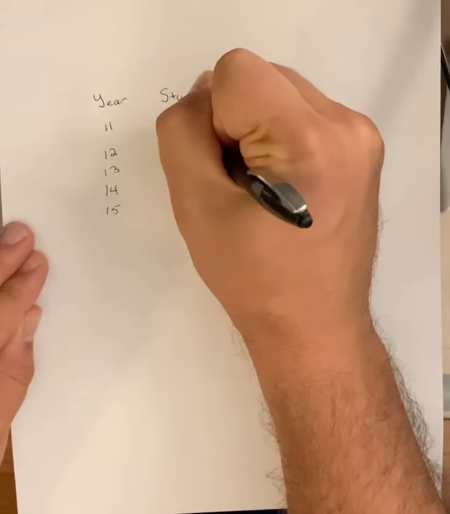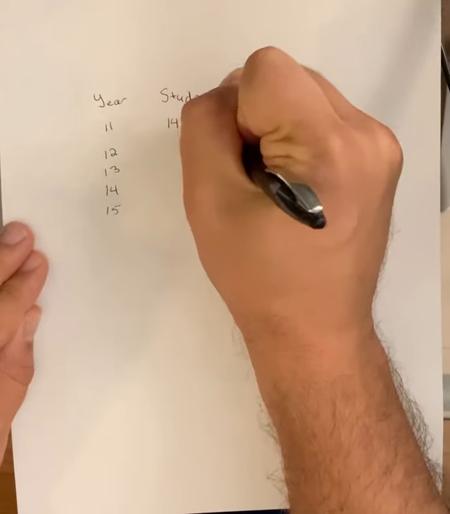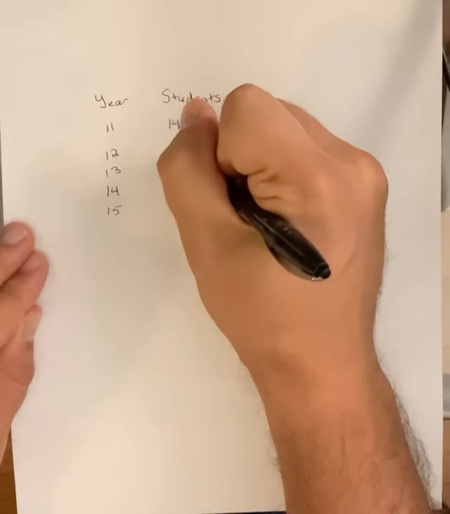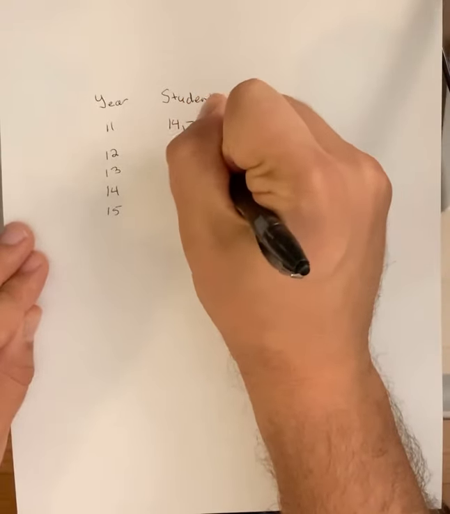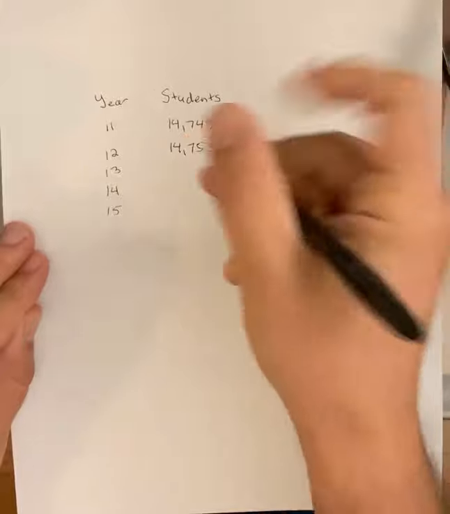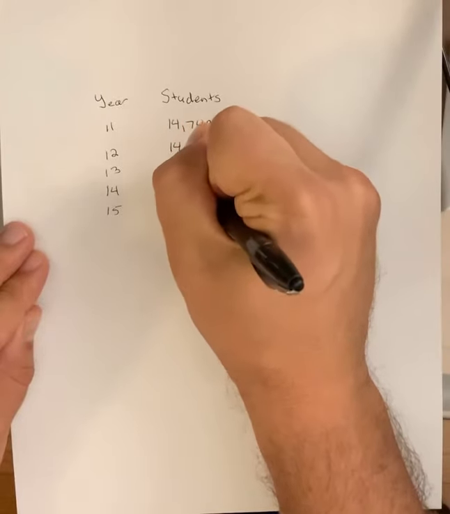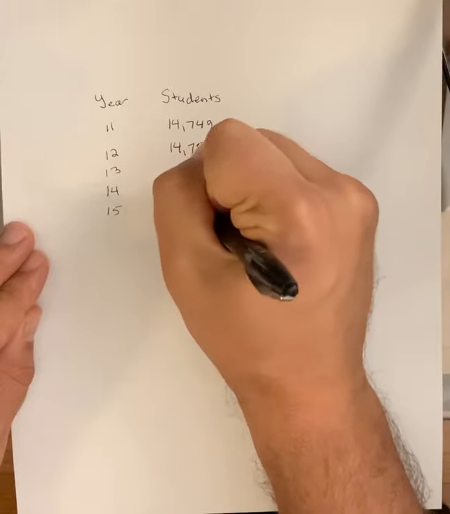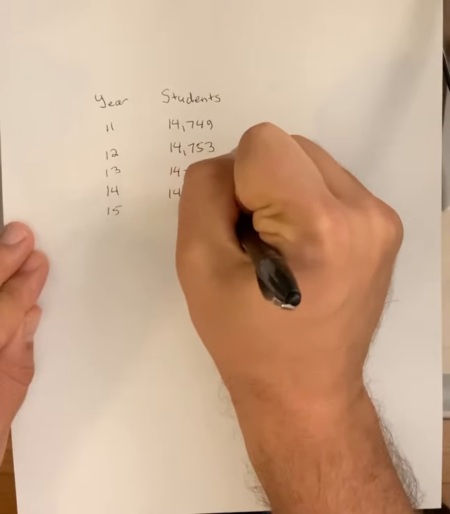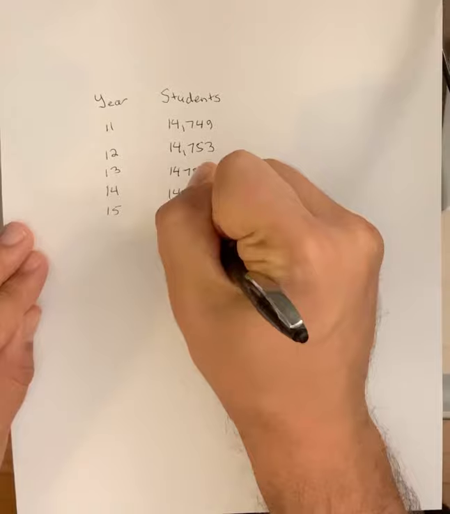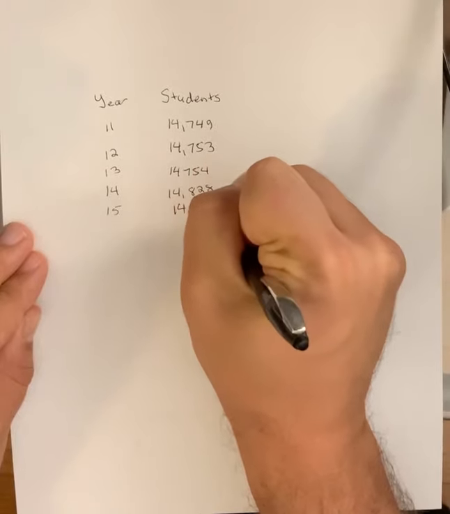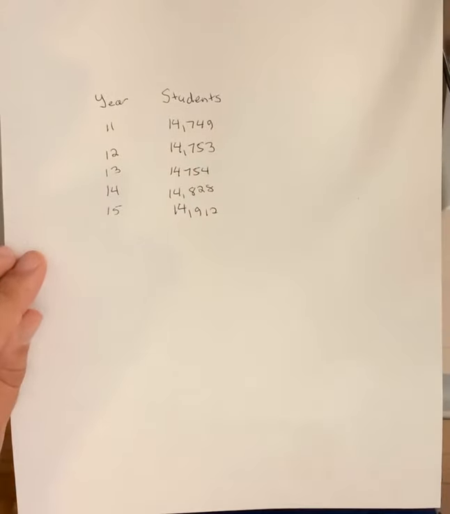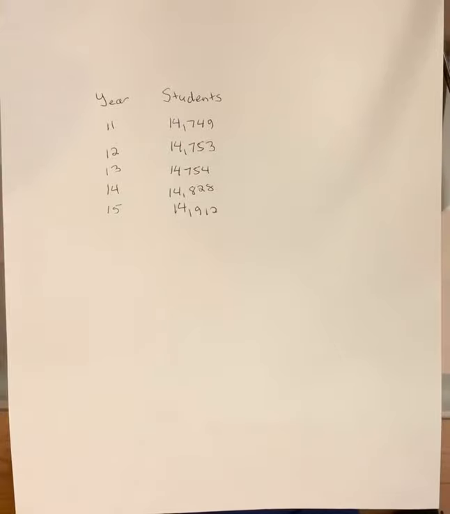So we have 14,749, 14,753, 14,754, 14,828, and 14,912. And what we're asked to do is find an equation.